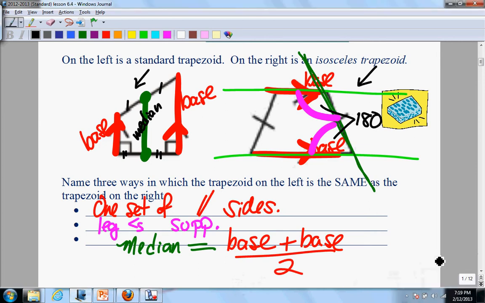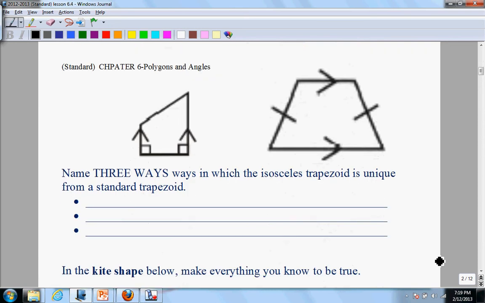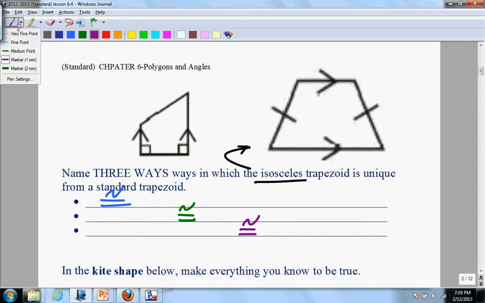Okay, let's see what's unique about an isosceles trapezoid. On the left is a standard trapezoid. On the right is an isosceles trapezoid. There are three unique things, and they all start with congruent. So I'm just going to write three congruent signs. First one, the isosceles trapezoid is unique because it has congruent legs. So trace, hatch, it has congruent legs. That's the first congruency.